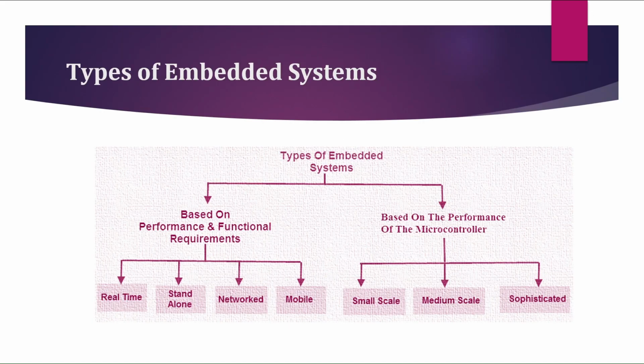So here we could see the classification or types of embedded systems. There are two types: based on performance and functional requirements, and based on the performance of the microcontroller. They are subdivided further. Based on performance and functional requirements, there are four types: real-time, standalone, network, and mobile. And based on performance of the microcontroller, there are three subdivisions: small scale, medium scale, and sophisticated.